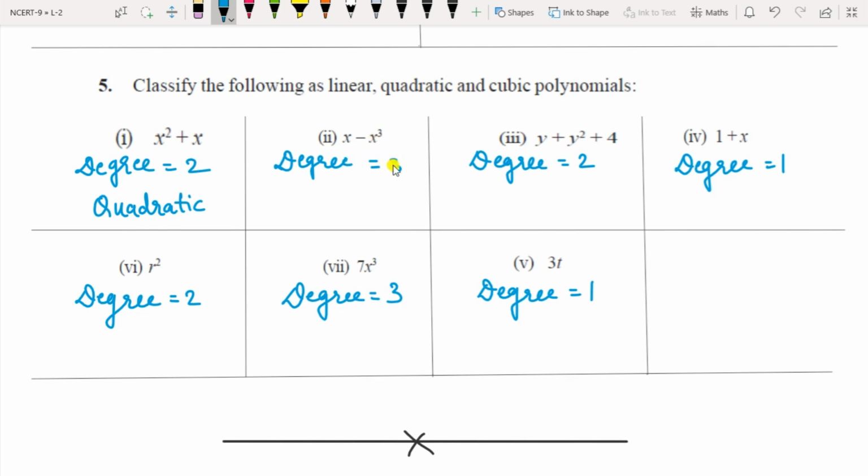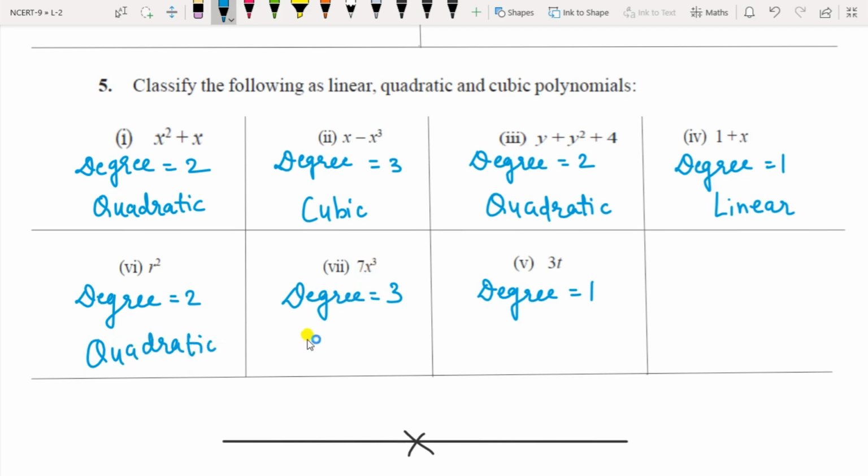When the highest degree is 3, it is called a cubic polynomial. Here the degree is 2, so this is again quadratic. Here the degree of the polynomial is 1, so it is called linear. Here the degree is 2, so it is called quadratic. Here the degree is 3, so it is cubic. And here the degree of the polynomial is 1, so it is called linear.